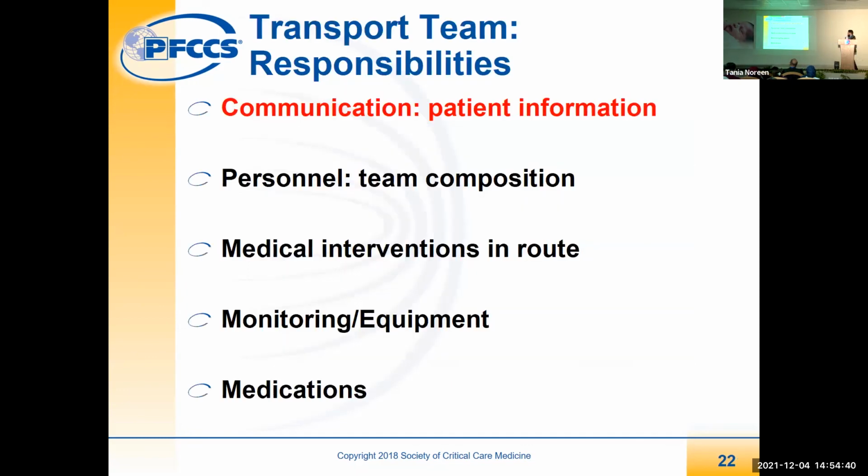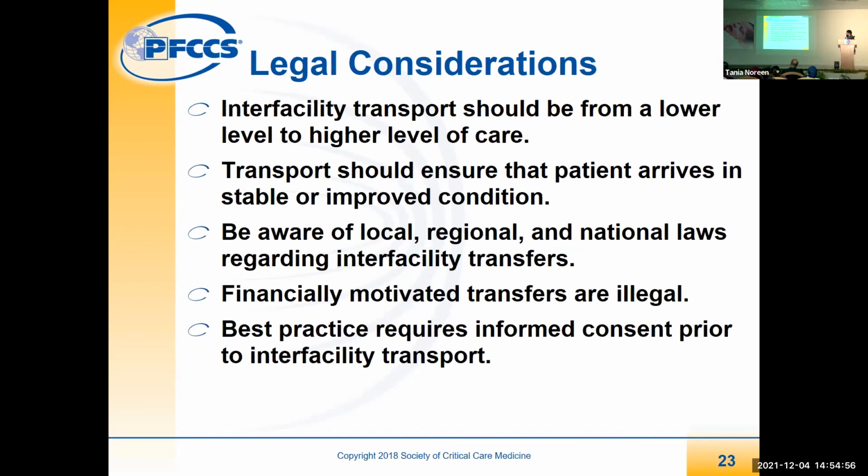All right. So, transport team responsibilities: communication of the patient information, personnel team composition, medical information, monitoring and equipment, and medication. Next, please. Legal consideration is really important. Interfacility transport should be from a lower to a higher level. Transport should ensure that the patient arrives in a stable and improved condition.